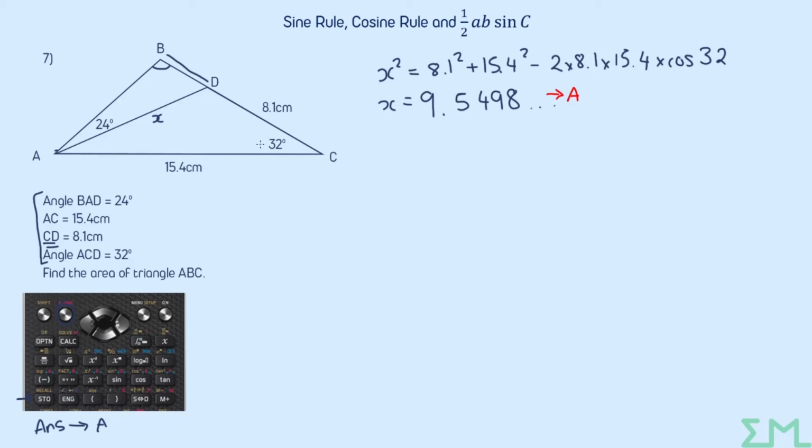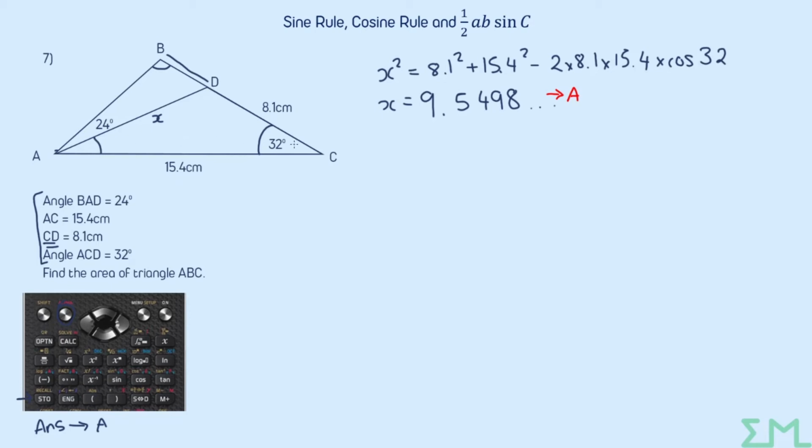Okay, so what do we need to work out next? Well, it would help to work out this angle at the top. Now, looking at my large triangle, I already have the angle of 32 down here. If I could work out this angle here, and I could add it onto the 24, then I could take these two angles from 180 and I would know my angle at the top. I would then have enough information to use the sine rule to work out this little BD, and then I could use my half AB sine C formula.